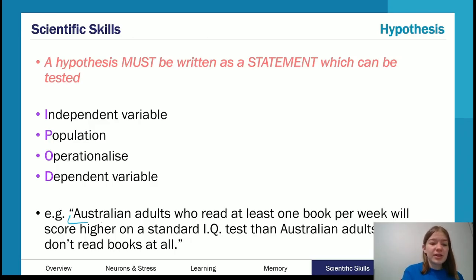So we've clearly got our population in there of Australian adults. We've then operationalized our independent variable: who read at least one book per week. So we're not just saying who frequently read or who like reading. We're making sure we have something very specific to go after. And then we have will score higher on a standard IQ test. So we're not saying is smarter. We're doing something that we can very easily measure and test, which is the IQ test score. And then we've got the comparison back to our control group.